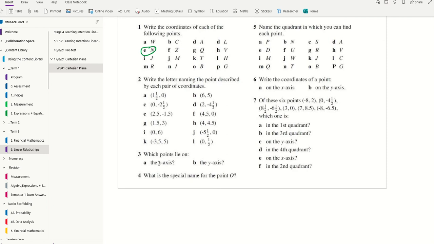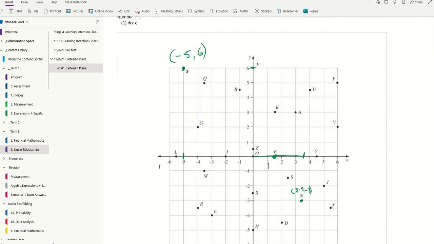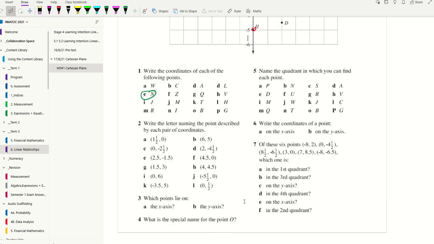Answer question 3, which points lie on the x-axis? So the x-axis is this thing. We're looking for all the points which are sitting on it. So all these points here are sitting on the x-axis, and then no doubt it's going to ask us which points are on the y-axis. The y-axis is down here. There's a point, and there's a point.